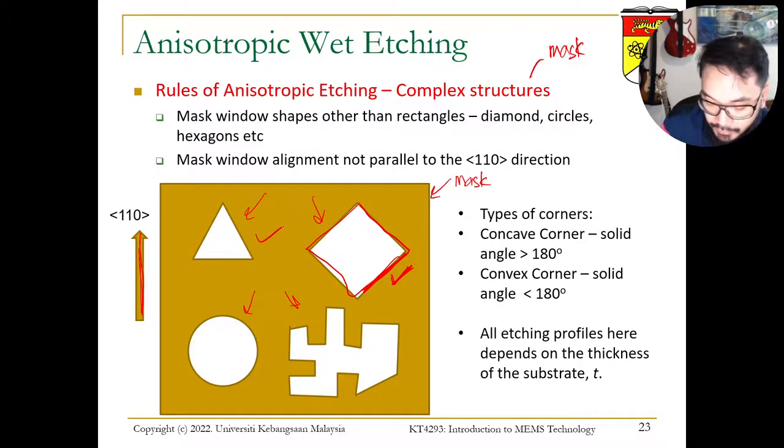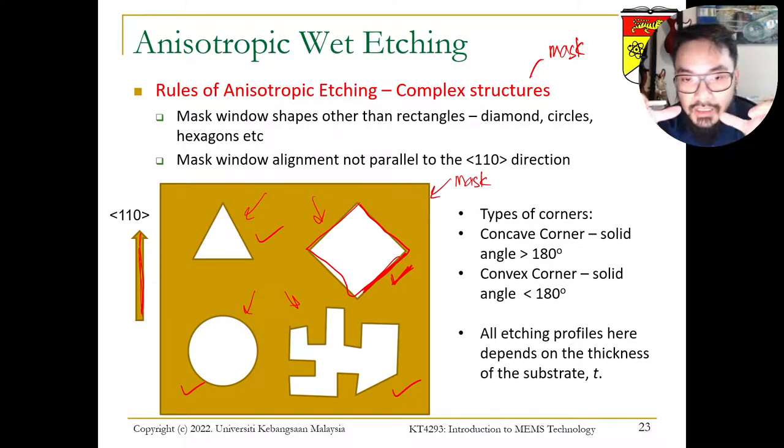And then here we can have a rectangle, we can have a circle, or you can have any arbitrary shape that we want. So what are the rules that we need to go through in order for us to anticipate or predict what the etching profile is? Okay, so just now we have looked at the side profile, right? The side profile of the etching profile, the cross-sectional view.